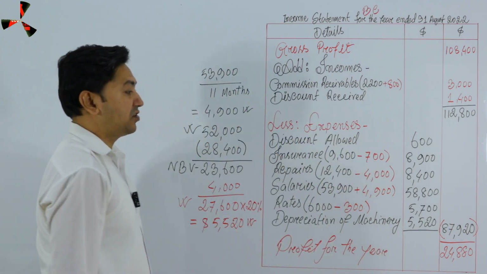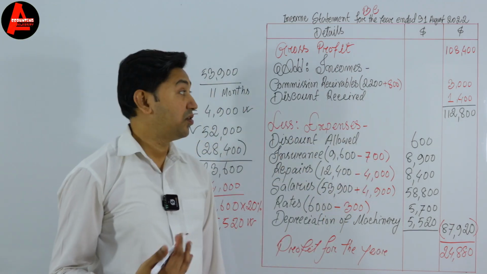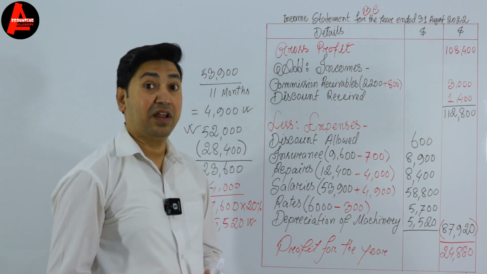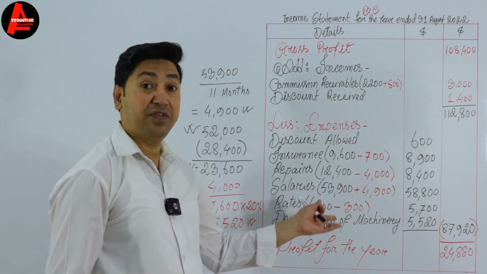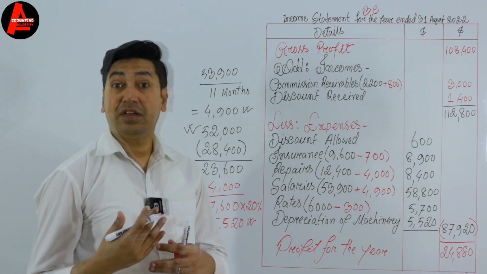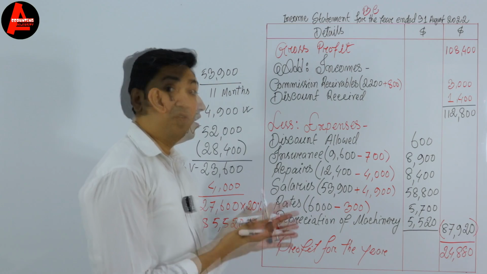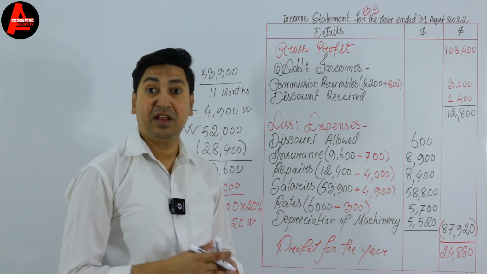So in the next part I'll show you how to figure out working capital. These adjustments are very important. Often you see in your exam, maybe the amount is different, but the transaction, working, everything will be the same.